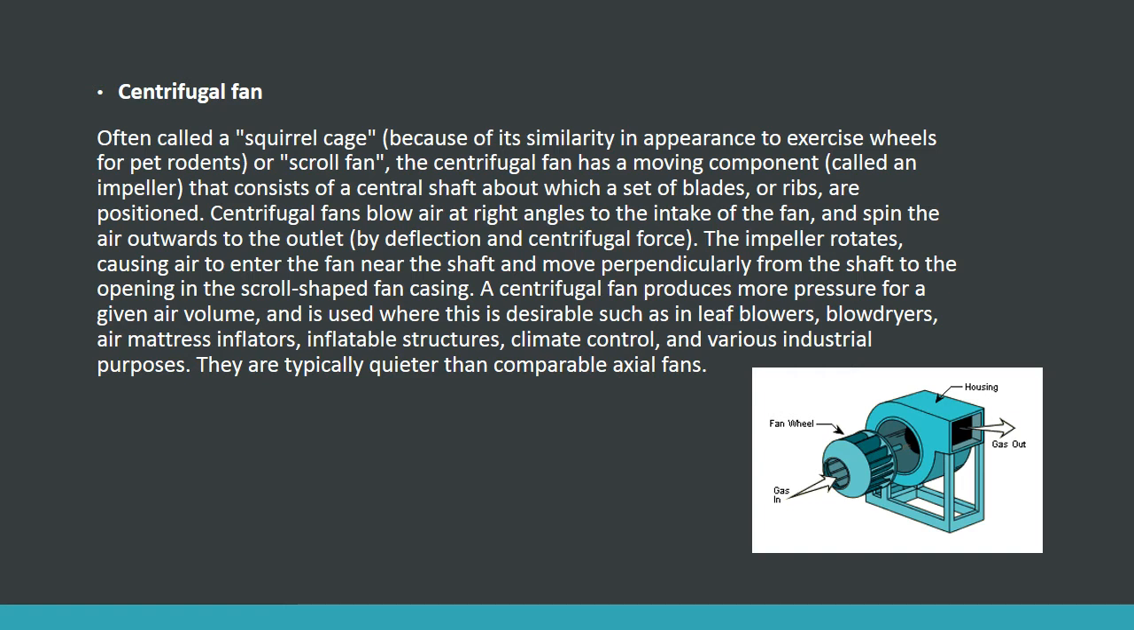The impeller rotates, causing air to enter the fan near the shaft and move perpendicularly from the shaft to the opening in the scroll-shaped fan casing. A centrifugal fan produces more pressure for a given air volume and is used where this is desirable, such as leaf blowers, blow dryers, air mattress inflators, inflatable structures, climate control, and various industrial purposes. They are typically quieter than the comparable axial fan.